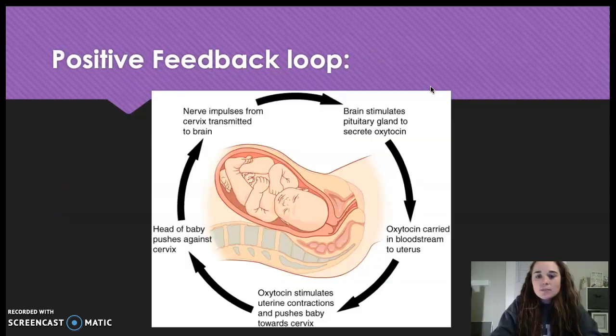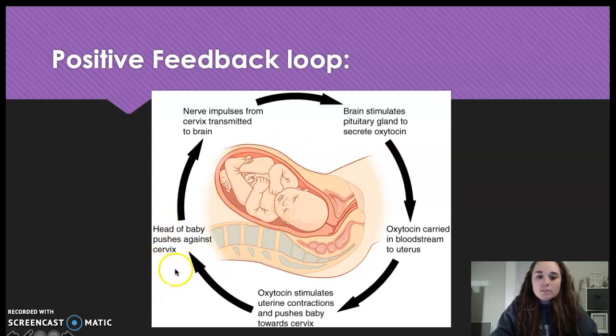So I know I said before that we were going to be talking about the non-gravid female reproductive system, which just basically means the female is not pregnant. However, a great example of a positive feedback loop is when the mother is about to give birth to a child. So I wanted to include this here in my lecture. So I'm going to start here.